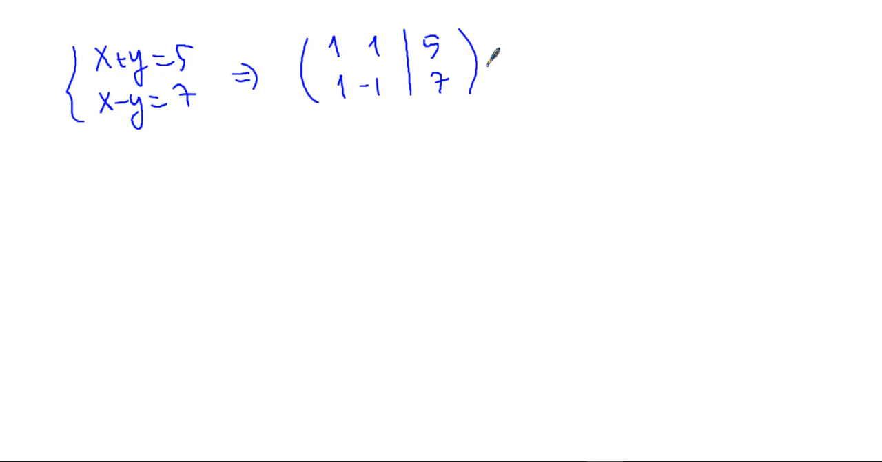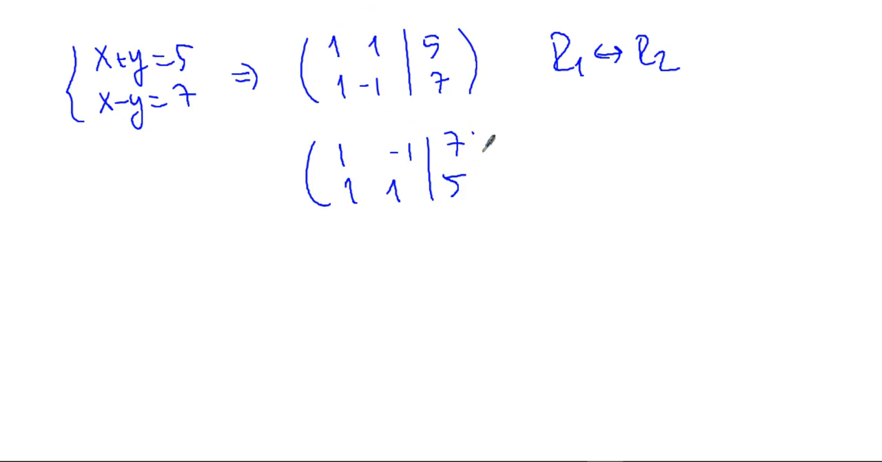Here I will put rows. If you interchange the rows, row 1 and row 2, like we discussed before, it should give you the same result. I have difficulty with the brackets, but I put 1, minus 1, 7 first, then 1, 1, and 5. I just interchange the places, and this again will give me the same solution.